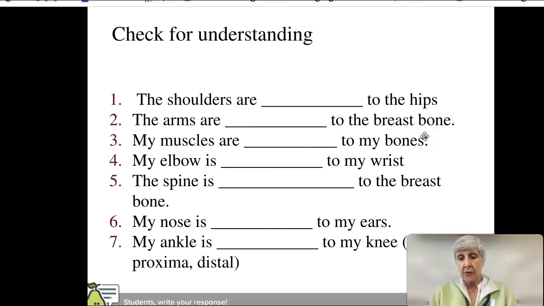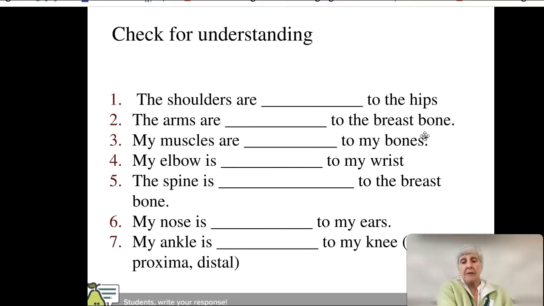All right, so let's do a quick review of directional terms. If you're looking at shoulders relative to your hips, your shoulders are superior to your hips. Your arms relative to your breastbone, since your arms are out to the side, they are lateral. My muscles are to my bones, so that would have to be either anterior or superficial. My elbow, well, because muscles could be in the back too, so that would have to be superficial.